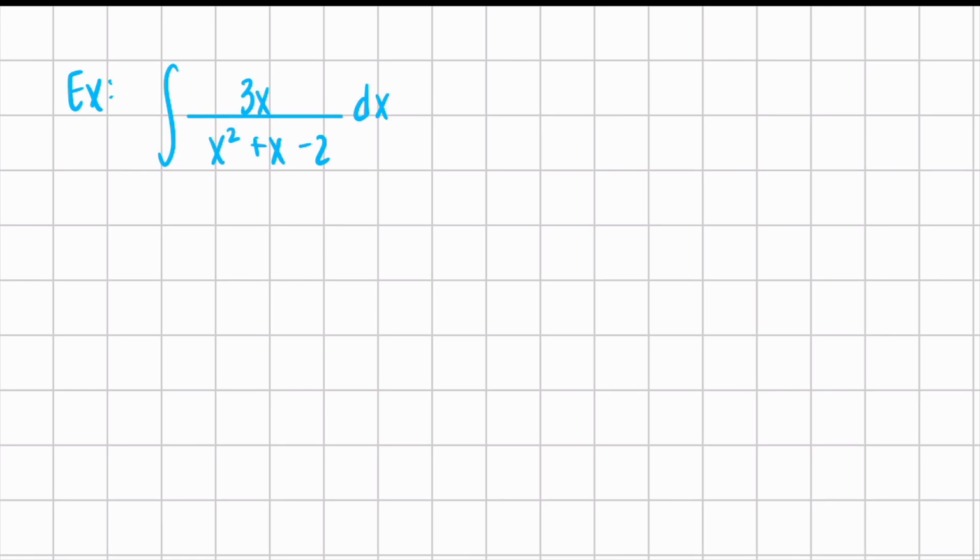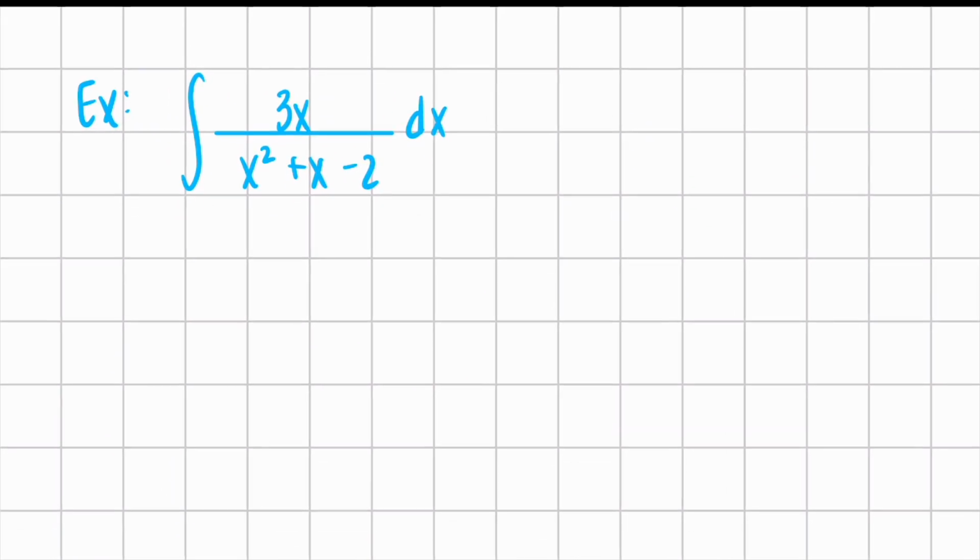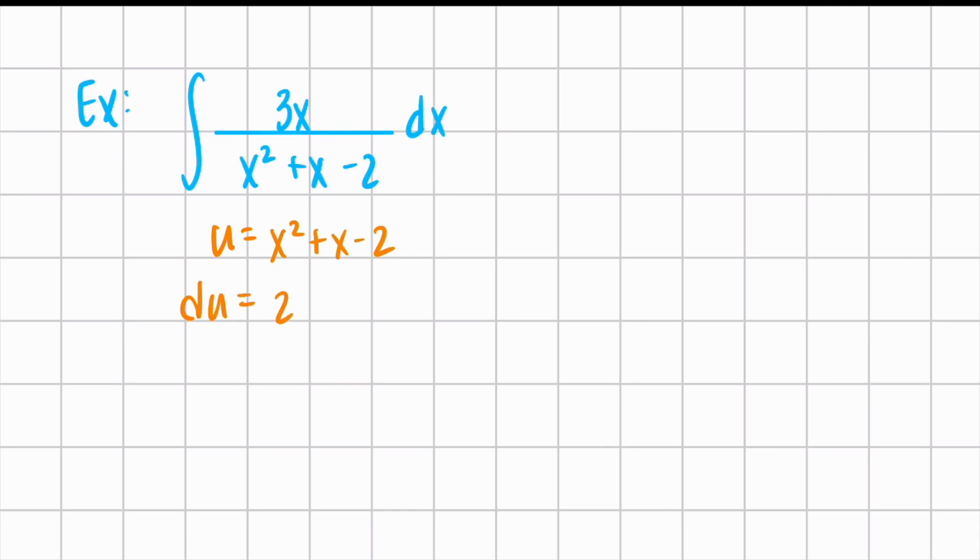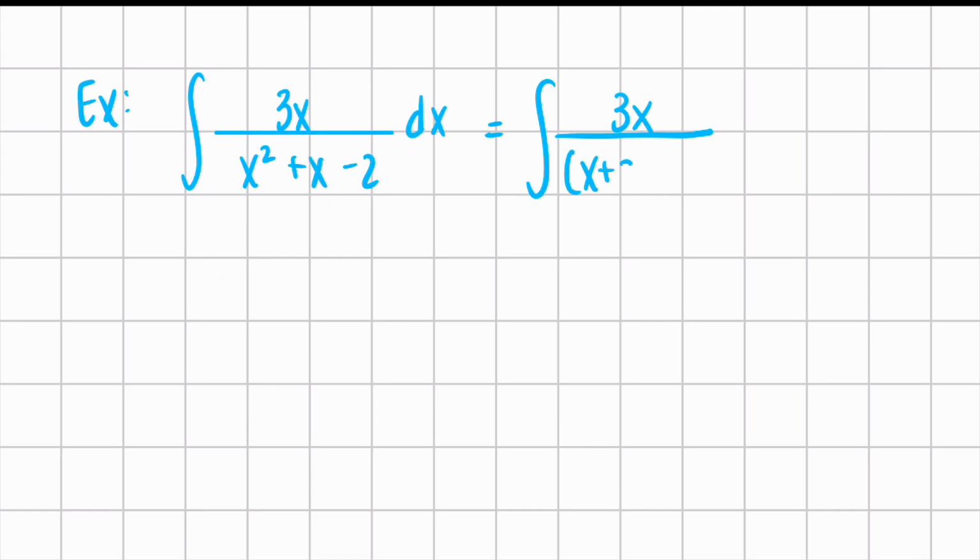So let's move on to the second example. So same thing, we could think about u sub first. We would make u probably equal to our denominator. Du would be 2x plus 1 dx, and I don't have that in my numerator. So that means that we cannot use u sub. So we are going to be using partial fractions for this. So first thing we want to do is factor our denominator. So this is going to be x plus 2 times x minus 1.